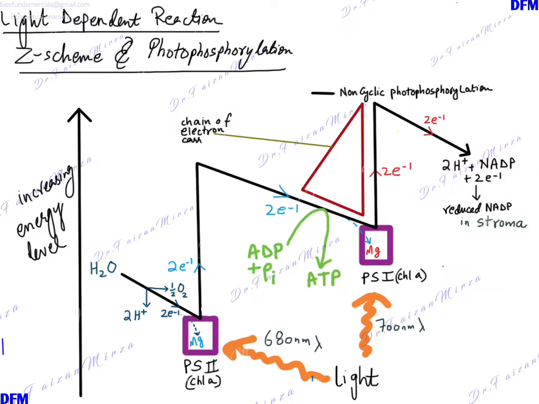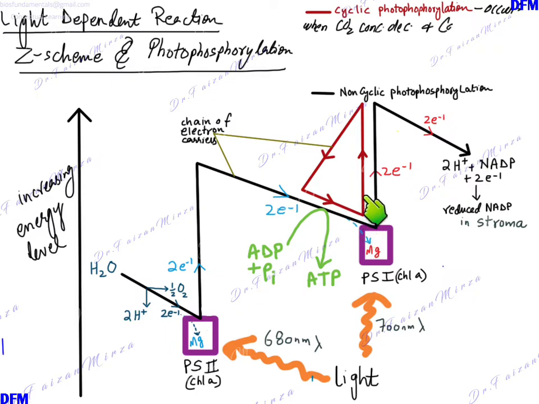Together with non-cyclic photophosphorylation, there is a chain of electron carriers that allow cyclic photophosphorylation to occur as well. What's cyclic photophosphorylation? Cyclic photophosphorylation occurs on PS1 only, where the two electrons of PS1 can fall back in PS1 without going to NADP. So the two electrons that went from PS1 would just fall back in PS1, and when they are falling back, they would lose energy, and again ATP will be produced.